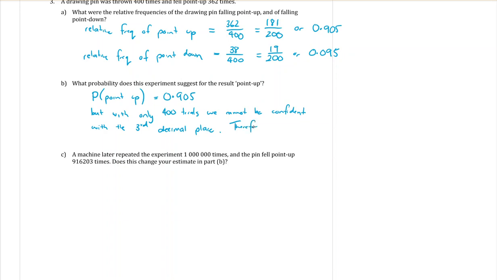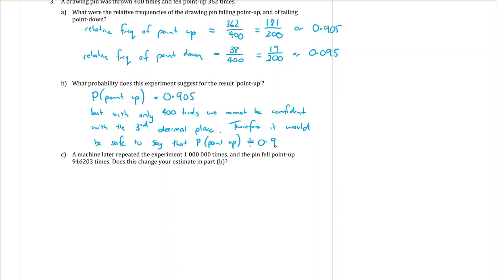Therefore, it would be safe to say that the probability of point up is approximately equal to 0.9. Because if you say the probability is 0.905, that sounds super duper accurate, which we haven't actually done enough trials to be that accurate. Whereas if we say it's approximately 0.9, that is a lot more of a reasonable thing to say. It's that first decimal place.